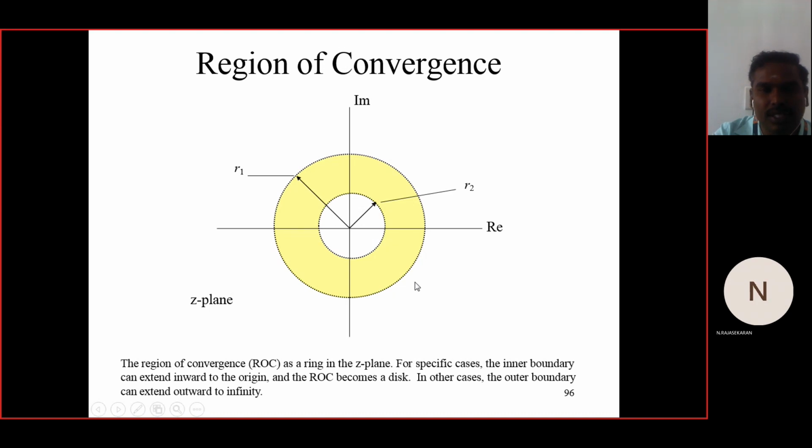So this is the given. R1 is the outer radius, R2 is the inner radius. So this is the unit circle given. So the region of convergence is a ring in the Z plane. For specific cases, the inner boundary can extend inward to the origin, so the ROC becomes a disk, or in other cases, the outer boundary can extend outwards to infinity. So based upon the situation, we can conclude where the ROC, or region of convergence, will exist.